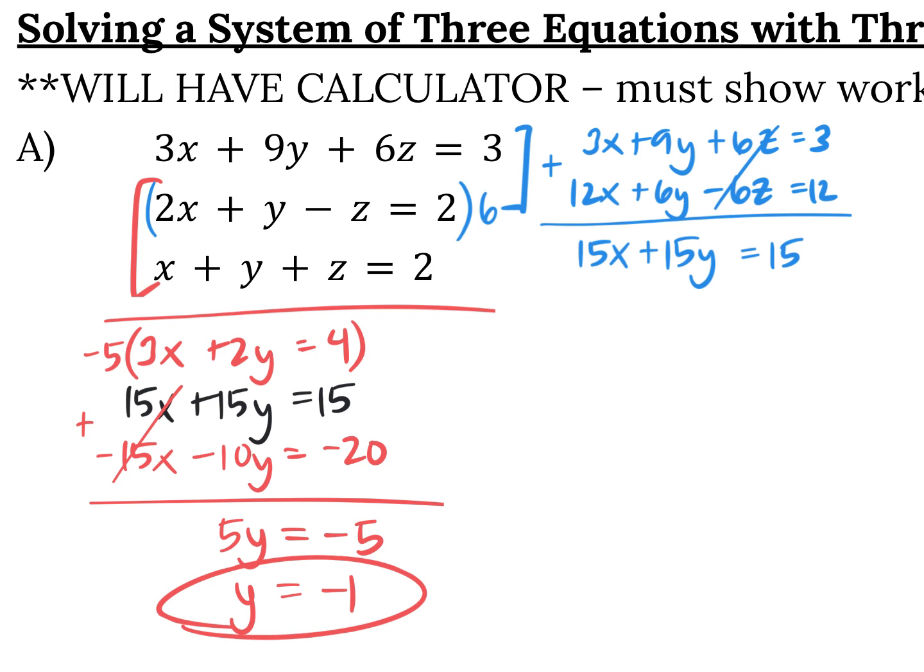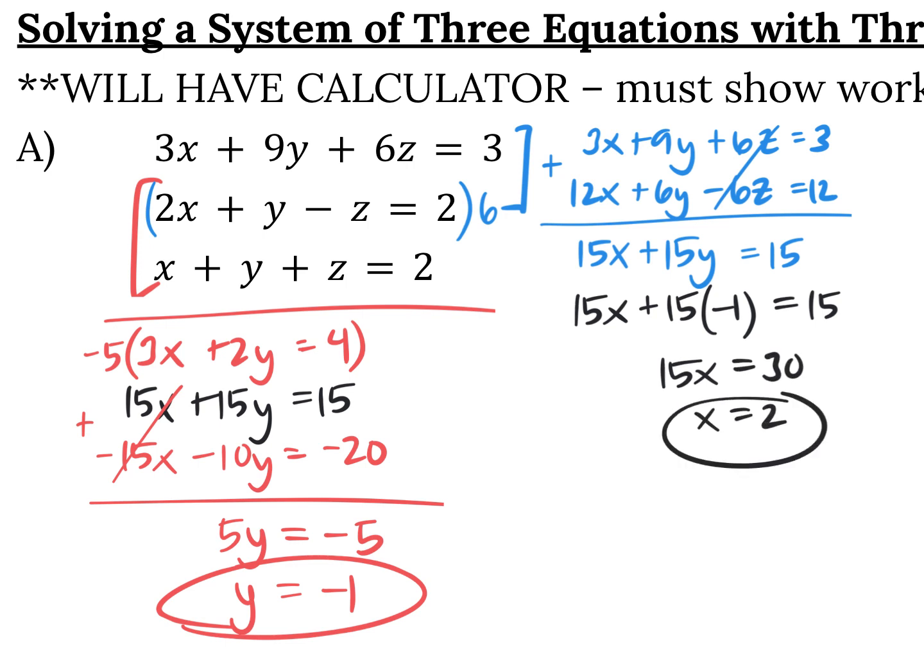Now I know that y is equal to negative 1. I can go back and plug this into either of my equations that have just x and y. And when I go back and plug that in, I'm going to plug it over here. I can solve for my x, to give me 15x is equal to 30 and x is equal to 2. Almost done. We got one more variable to solve for, so I can pick any of my equations back from the beginning, plug in x and y, and solve for z.